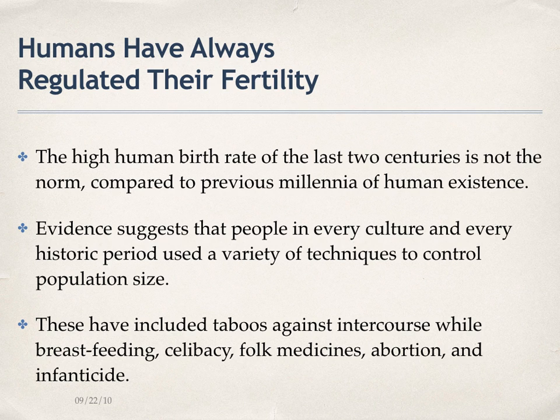The high human birth rate of the last 2 centuries is not the norm compared to previous millennia of human existence. Evidence suggests that people in every culture and every historic period used a variety of techniques to control population size. Studies of hunting and gathering people, such as the Kung or San of the Kalahari Desert in southwest Africa, indicate that our early ancestors had stable population densities, not because they killed each other or starved to death regularly, but because they controlled fertility.